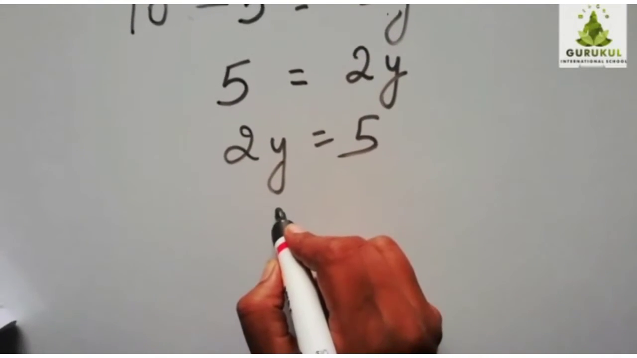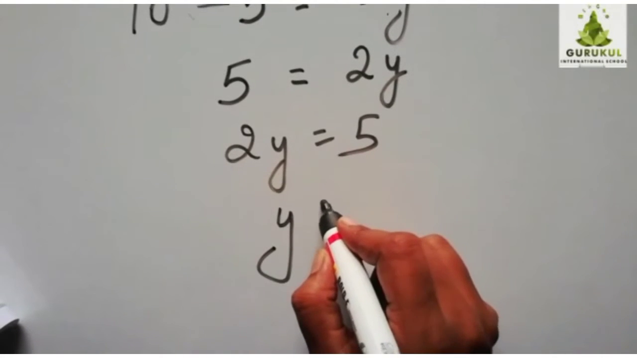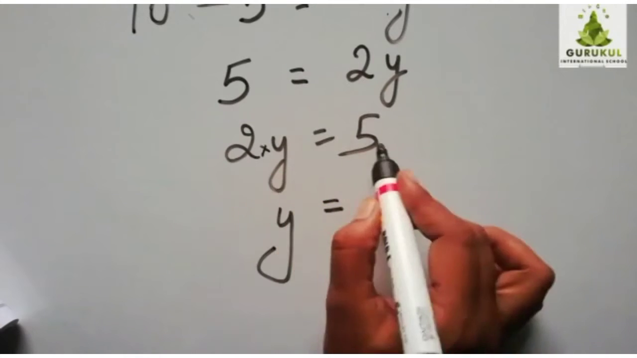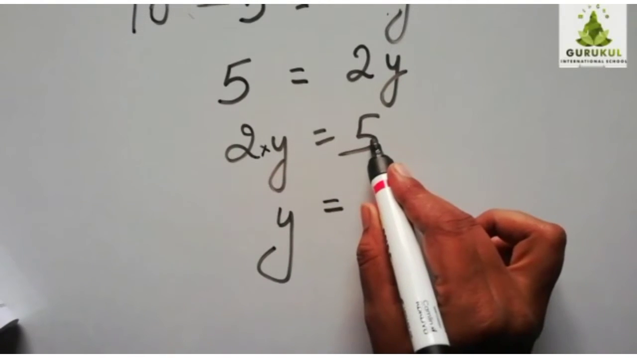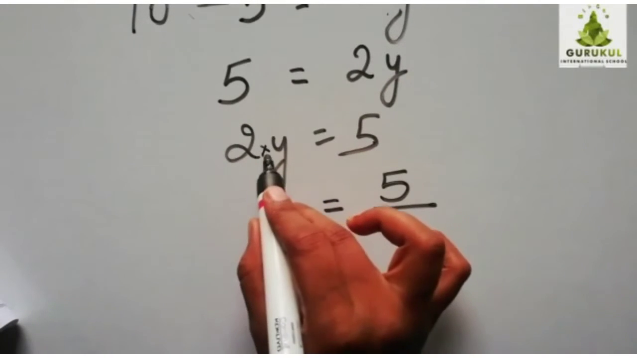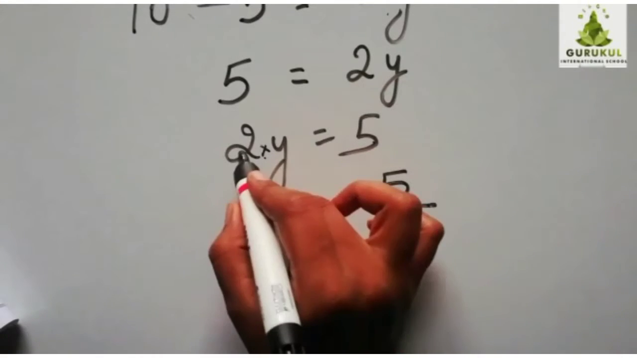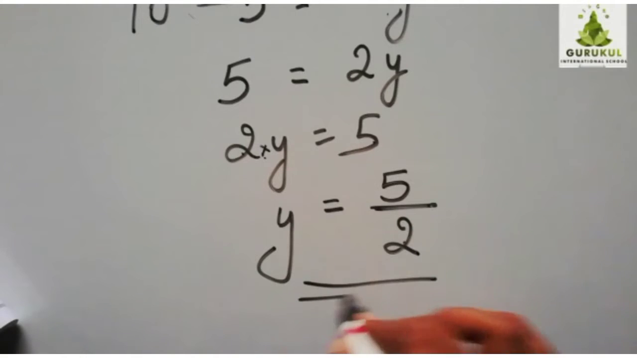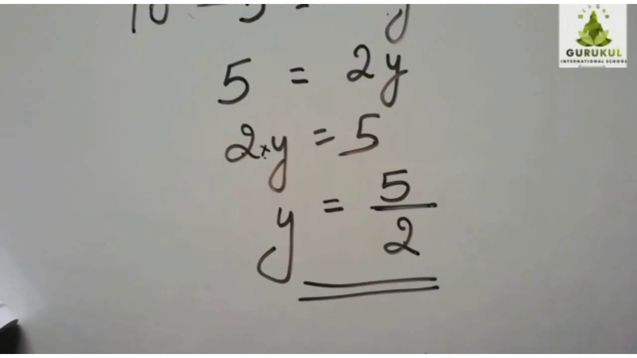Now what to do? Now I want the value of y. Y I keep here. Now 2y means 2 into y. When it goes to the other side, here already 5 is there, upon, now multiplication becomes division and 2 comes down. Is it clear to you? So y equals 5 upon 2. Value of y is 5 upon 2. Copy down this.